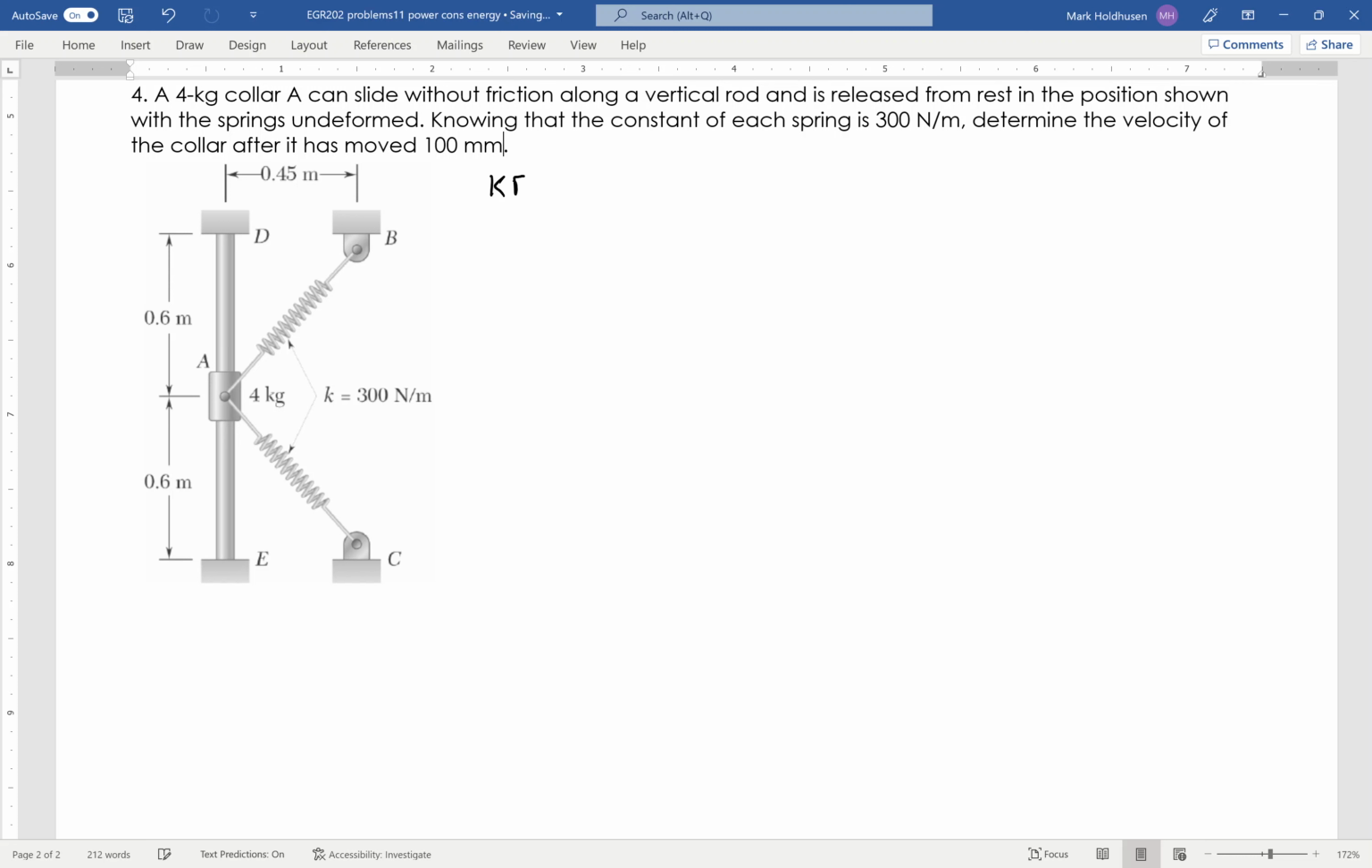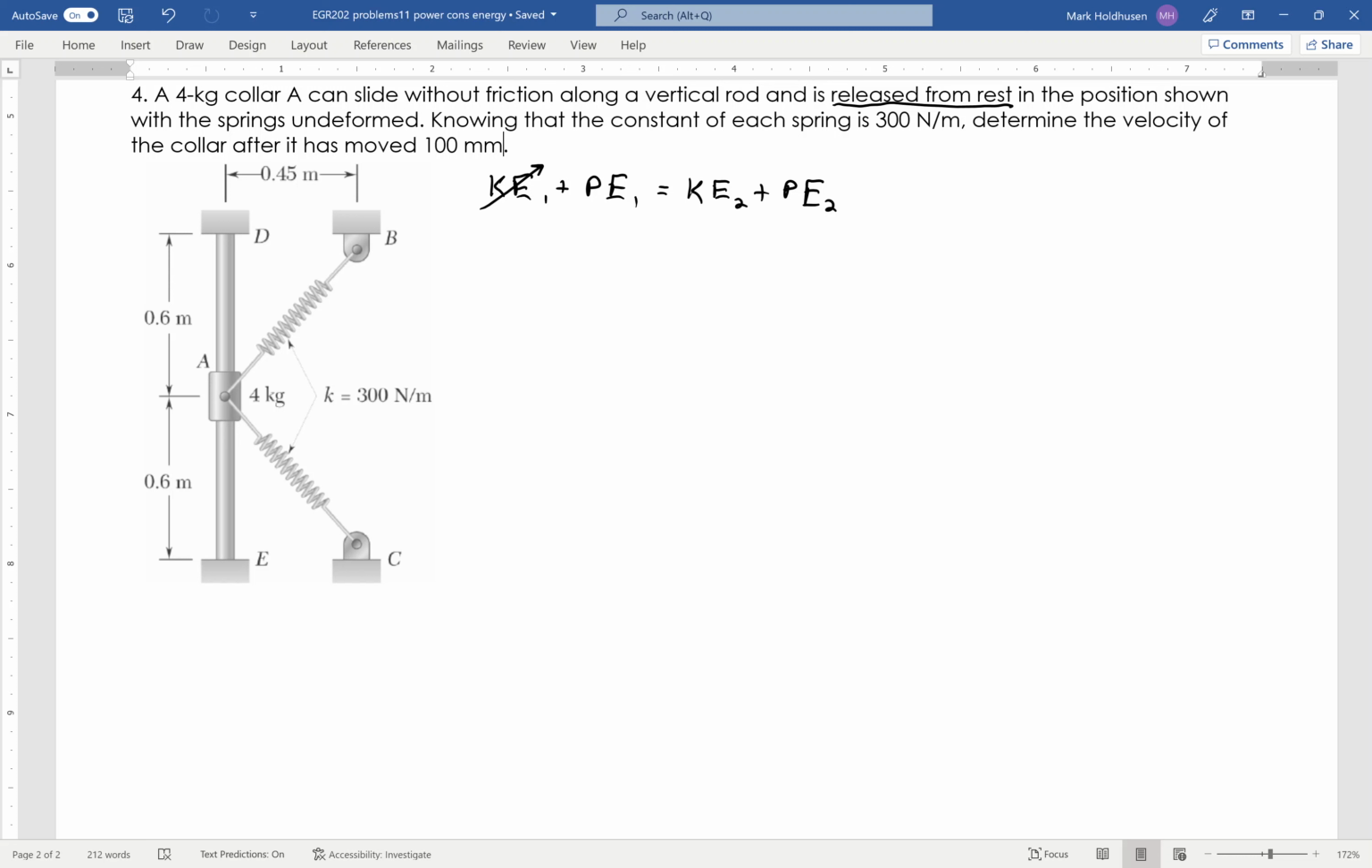So I'll say KE1 plus PE1 equals KE2 plus PE2. Okay. KE1 goes to 0, released from rest. Now, at the position shown, things are undeformed, and that's where it's released from. So the springs in that position have 0 potential energy.